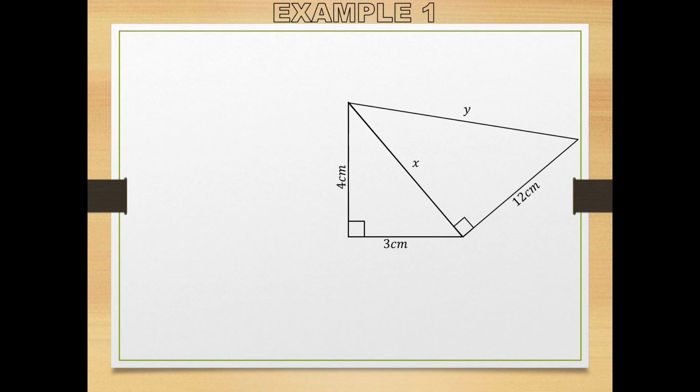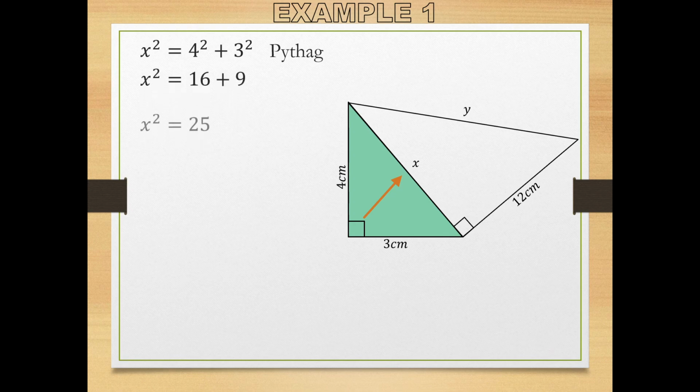Okay, so you're trying to work out X and Y. I'm going to start in this triangle here because it's got the most amount of information given to me. So I'm looking for my hypotenuse. My hypotenuse is opposite the right angle, so X. So X squared is equal to 4 squared plus 3 squared. Reason, Pythag. That will give me 16 plus 9, which is 25. And if I square root that, I know that X is equal to 5. So I've got X.